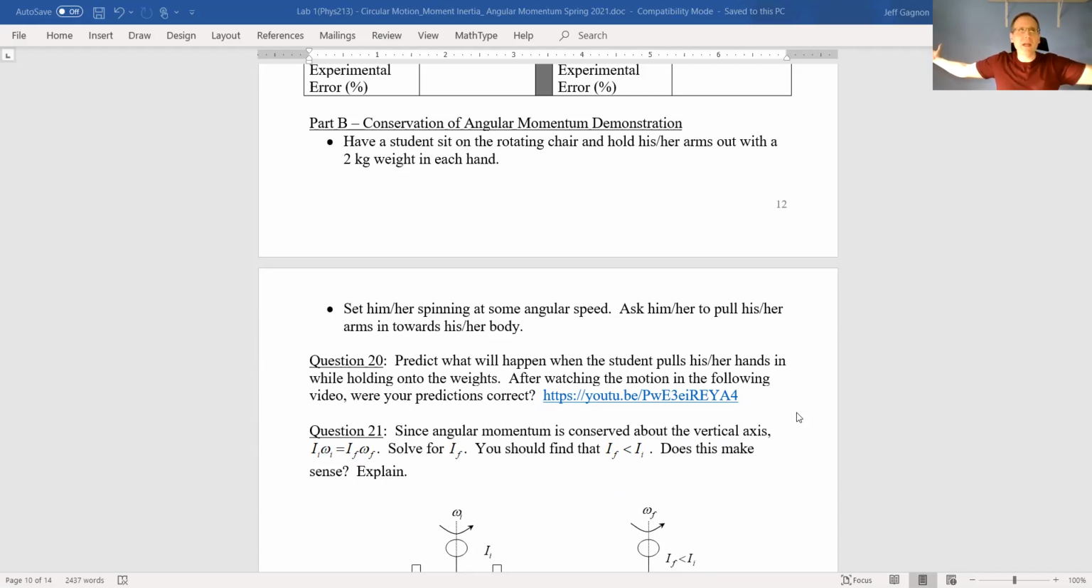Someone gives you an initial angular speed, so you're rotating with some omega, in radians per second. And then you pull your hands in. So you pull those weights in towards the center of your body. What do you think is going to happen? Do you think you will spin faster, spin slower, or stay the same? Predict what you think will happen in that situation, and then watch the video.